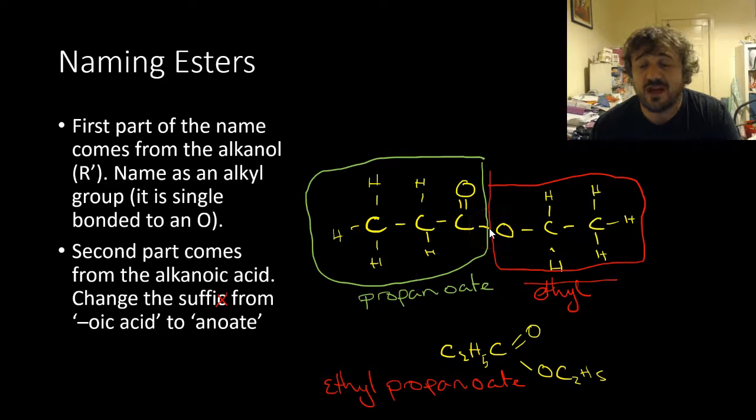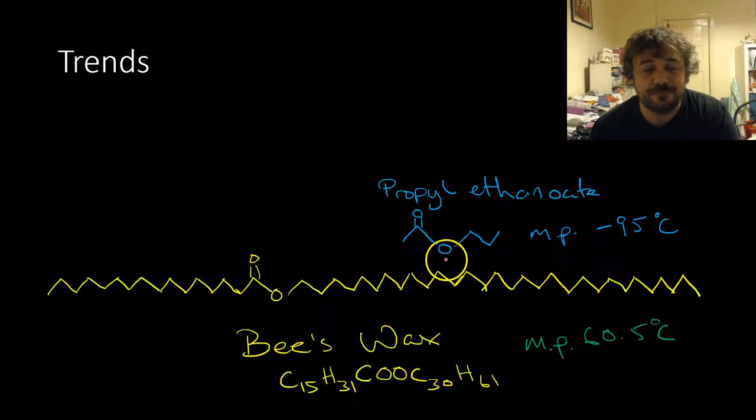So you look for which carbon is only bonded to an oxygen on its own, and you treat that as an alkyl group. And you look for which carbon is double bonded to an oxygen and single bonded to another oxygen, and that's your anoate. So ethyl, anoate, so propanoate. And that's how you name them. So let's have a look at the trends of the properties. So it's propyl ethanoate.